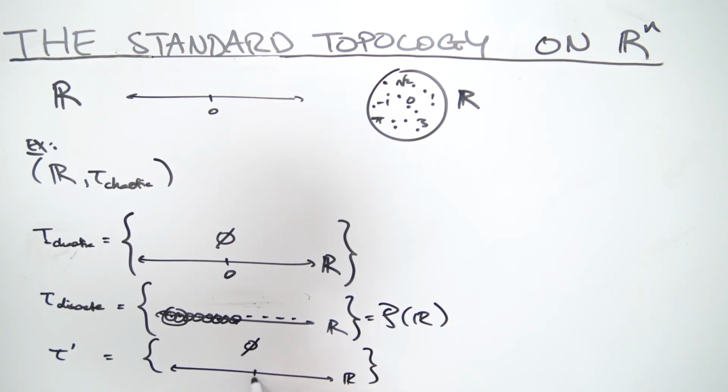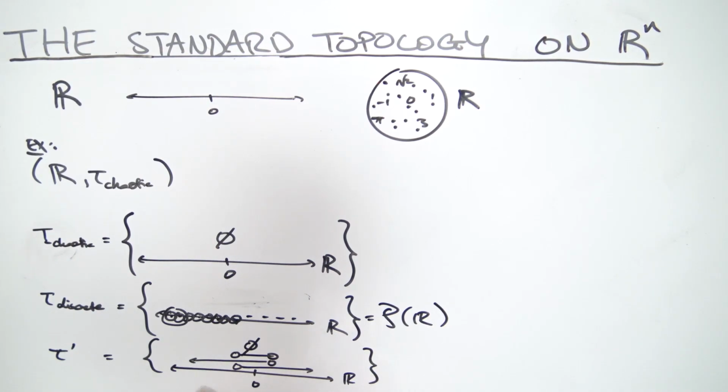Let's throw in the interval. Let's say this is 0. Let's throw in the interval from -1 to infinity. Let's throw in the interval from 1 down to -infinity. And since intersections of neighborhoods need to be in there as well, let's throw in the interval from -1 to 1.